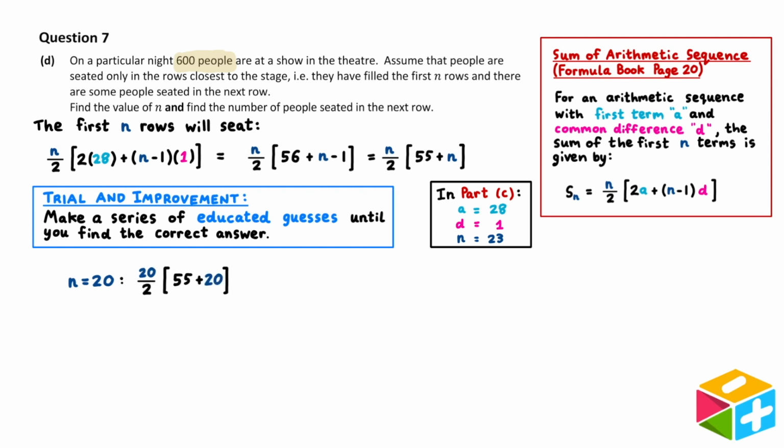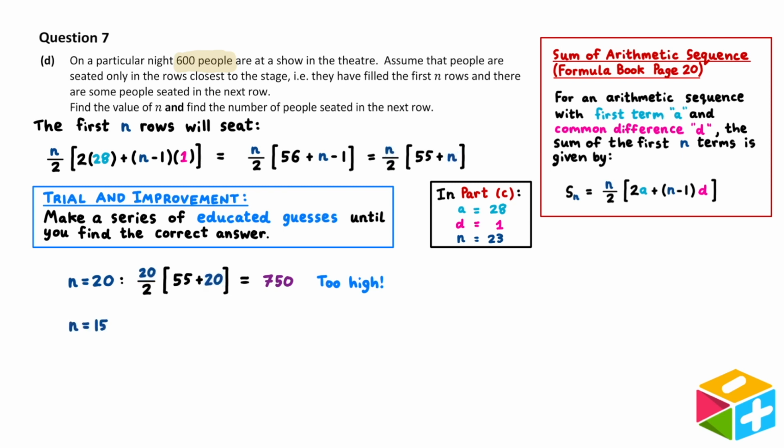Subbing this into our formula gives us 20 over 2 times 55 plus 20. When we type this in our calculator, we get an answer of 750. This means that the first 20 rows would seat 750 people. We only wanted to seat 600 people, so this number is too high. So for the next guess, it would make sense to try a smaller value of n.